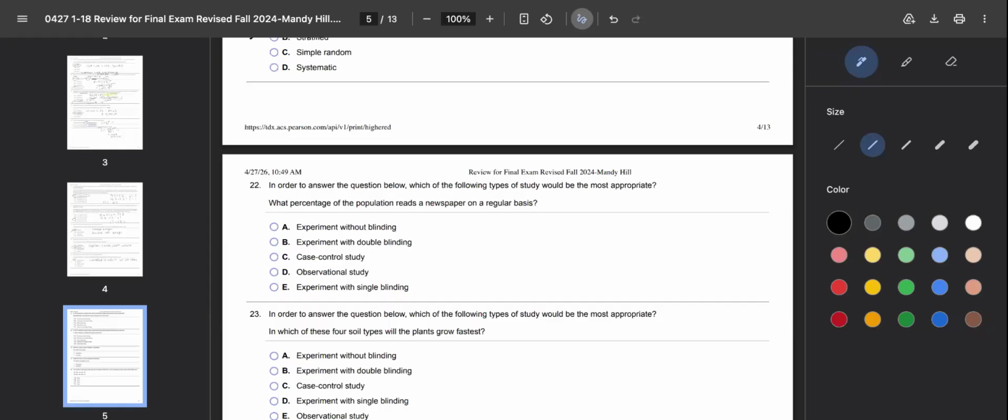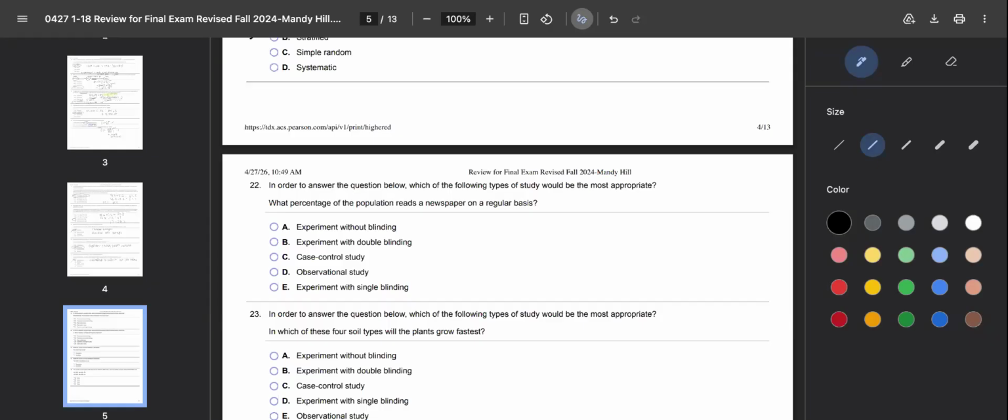An experiment without blinding. So to do an experiment, you actually have to do something like you have to give somebody a pill and see if it works or not. So I don't think that's going to be it because we're not doing an experiment here. We're trying to figure out what percent of the population reads a newspaper on a regular basis. So blinding means that the person doing the experiment doesn't know the results or doesn't know who, they could know the results, but they don't know who read the newspaper and who didn't. But this is not an experiment. So I don't think A or B are correct. A case control study.